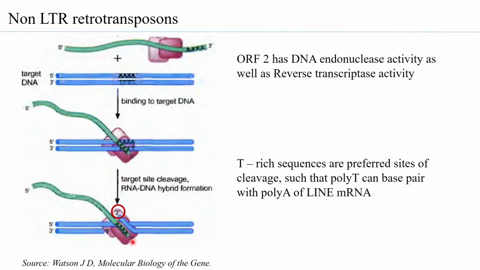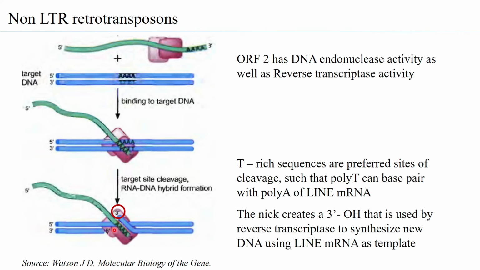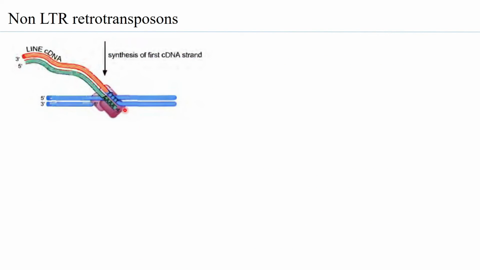So the T-rich sequences, as we mentioned, are the preferred sites of cleavage. So the ORF2 itself has a DNA endonuclease activity. So that is why it cuts at the end of the poly T, okay, and that poly T can base pair with the poly A of the LINE mRNA. The nick, of course, created, as mentioned earlier, a 3' OH, which is used by the reverse transcriptase to synthesize the complementary DNA. So once you have the LINE complementary DNA formed, okay, the first cDNA has been synthesized.